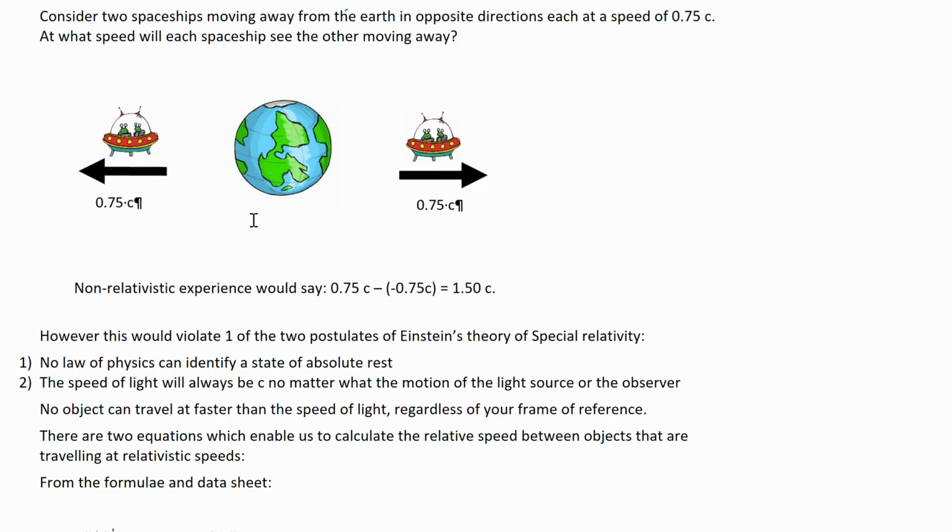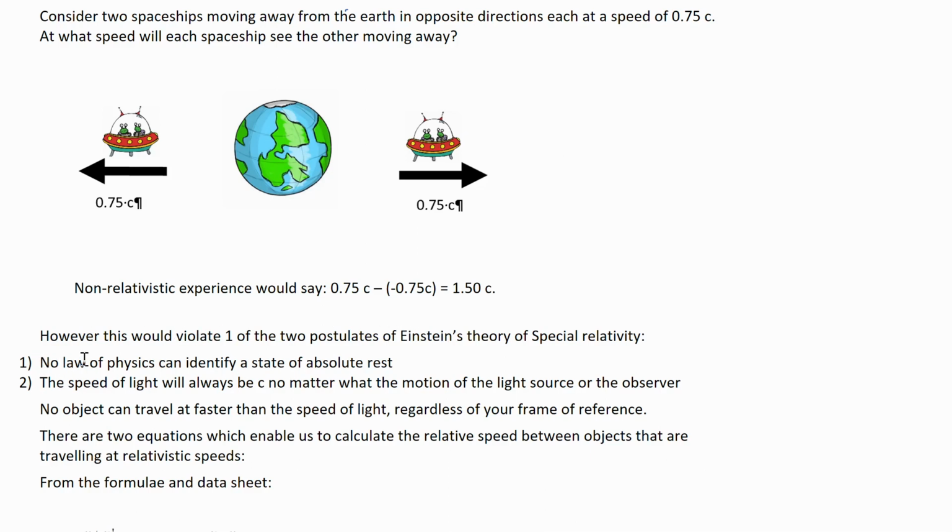Now, if these were at non-relativistic speeds, we would just say, well, one is negative of the other, so we would add the two velocities together. So we would say 0.75 c take away negative 0.75 c, which is equal to 1.5 c. Big problem here. We can't have speeds that are greater than c. We have two postulates and it would violate one of these.